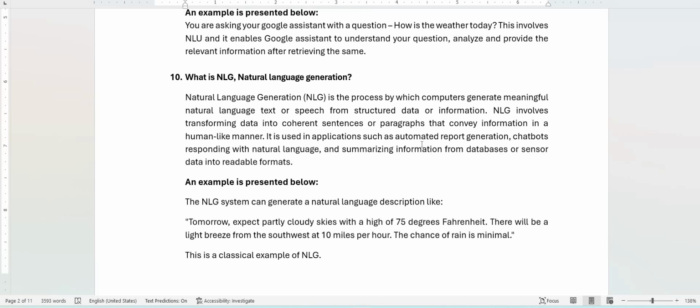So natural language generation is based on structured data. It generates the output and the output is understandable. It is coherent. It conveys the meaning which you and I can understand.